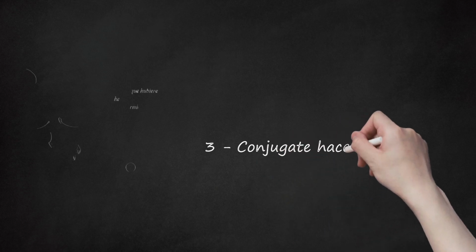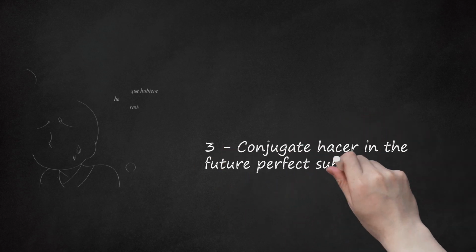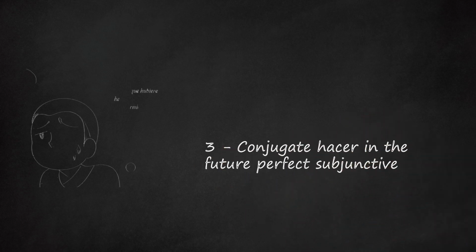3. Conjugate hacer in the future perfect subjunctive. Use the future perfect subjunctive to discuss an action that one doubts will have been done. This verb form is comprised of two parts, the conjugated helping verb, haber, and the singular past participle of the word hacer. Example, I doubt that I would have done my homework if class ended late, dudo que hubiera hecho mi tarea si la clase terminó tarde.